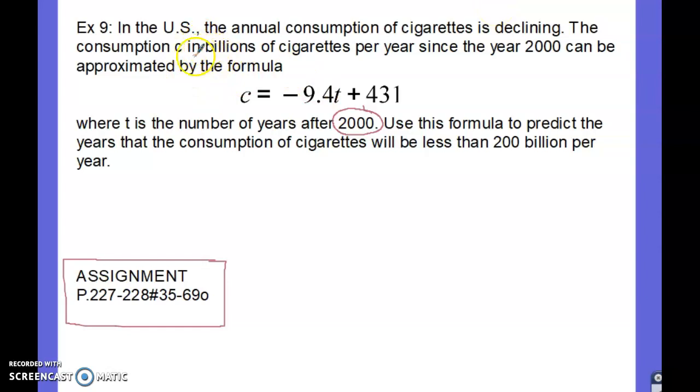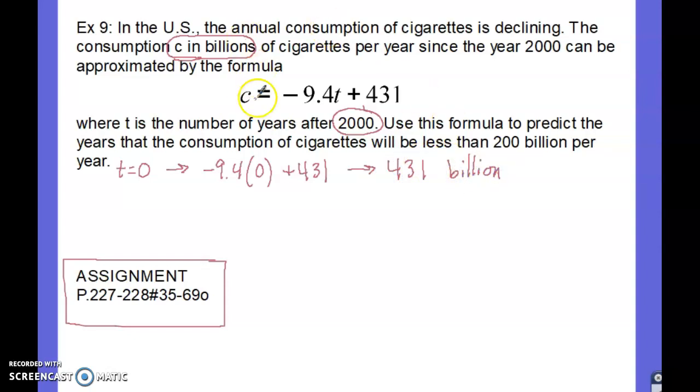Here's another piece I should say, that C is in billions. So let's just say if it was the year 2000, hypothetically, that means t equals 0, and you plug that into the problem. Anything times 0 is 0 plus 431. So it's telling us that we're starting at 431 billion. I know they just give you an equal sign in the problem, but all you have to do is plug in 200 for C.